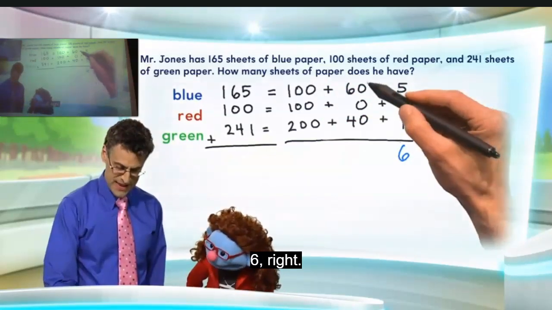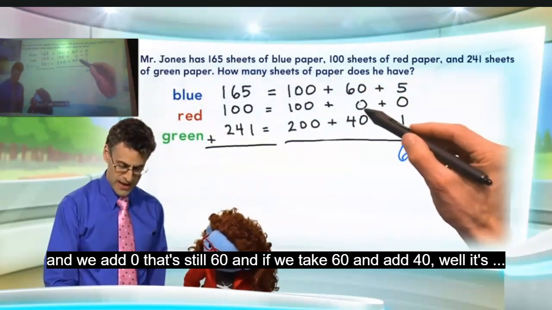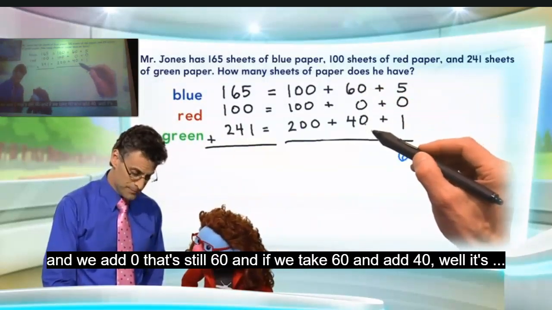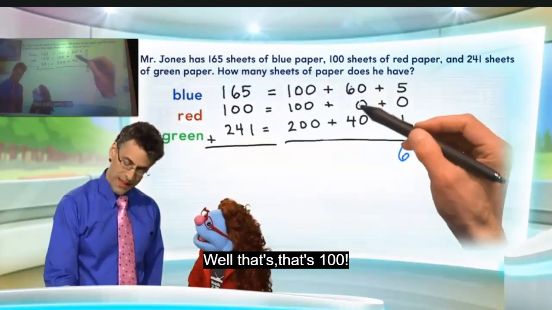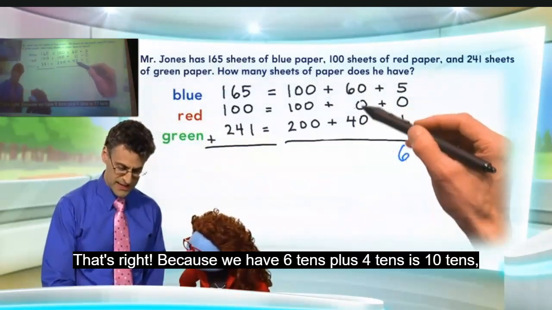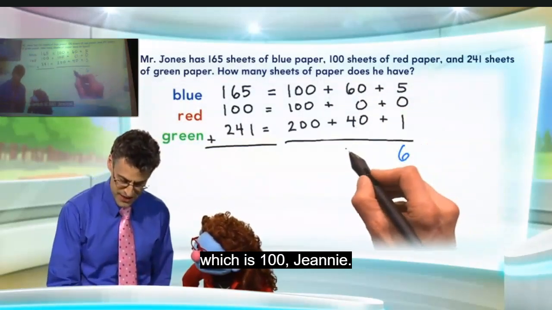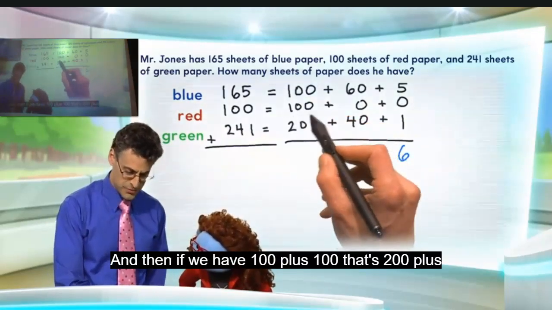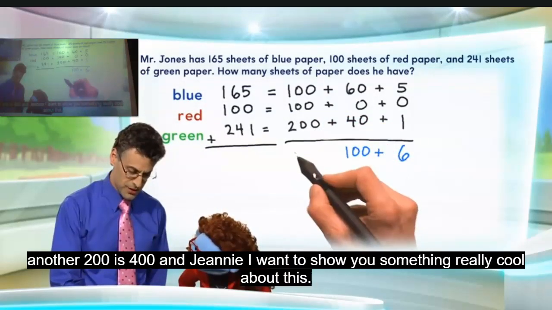And if we have 60 and we add 0, that's still 60. And if we take 60 and add 40, that's 100, because 6 tens plus 4 tens is 10 tens, which is 100. And then 100 plus 100 is 200, plus another 200 is 400.